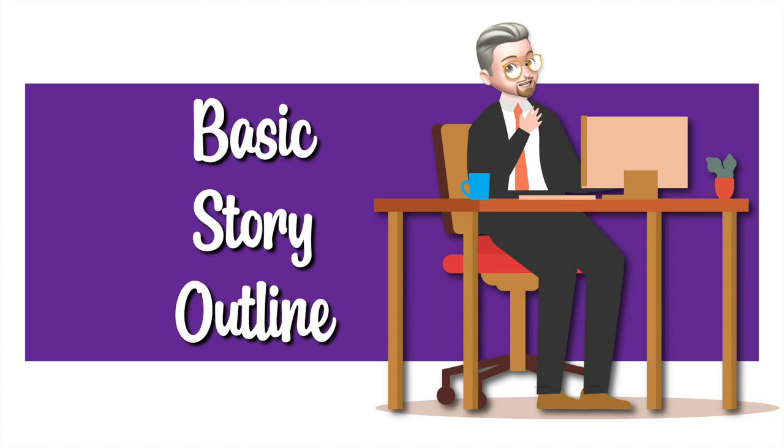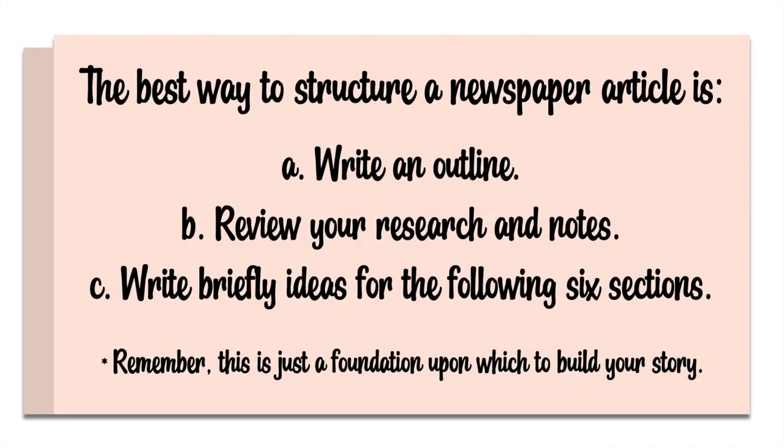Basic story outline. The best way to structure a newspaper article is: A. Write an outline. B. Review your research and notes. C. Write briefly ideas for the following 6 sections. Remember, this is just a foundation upon which to build your story. Now let's look at the elements of a newspaper article.